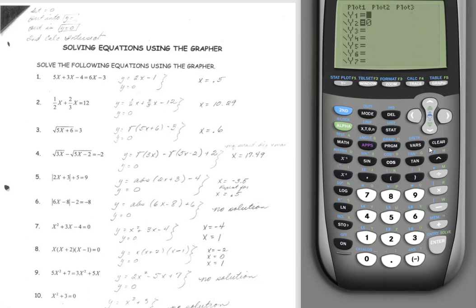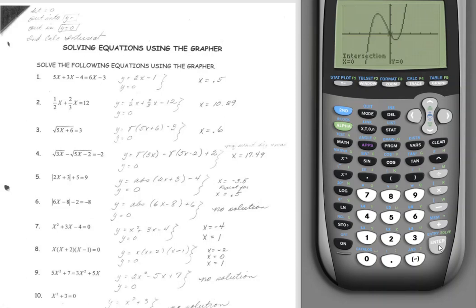All right, number 8, we're going to put x, parentheses, excuse me, x plus 2, parentheses, x minus 1, and that's it. Okay, let's graph. So we have 1, 2, 3 spots. Now, if it's really tight in there, you can do a zoom 4, and you can just see it a little better. So second, calc 5, 1, 2, 3.